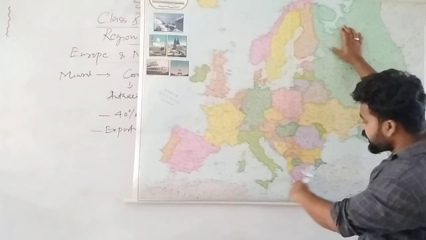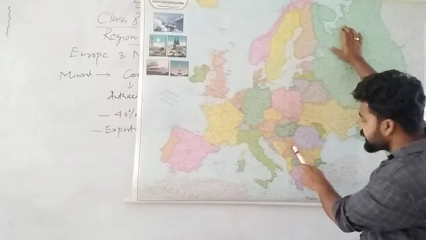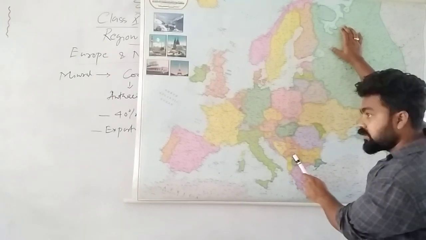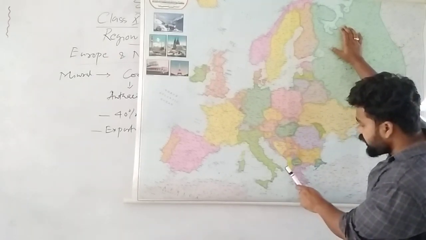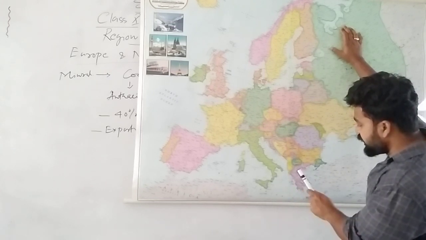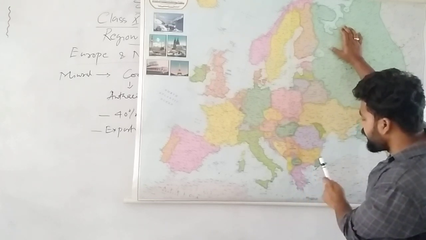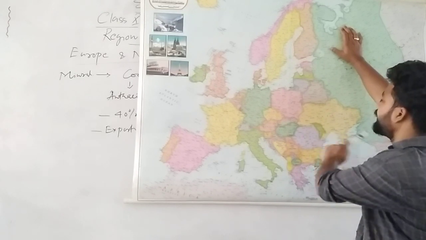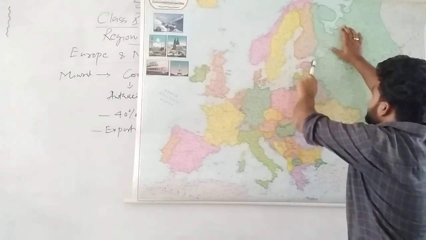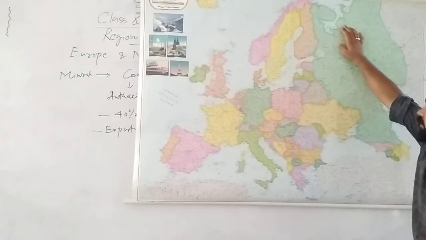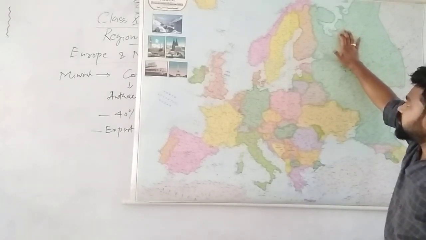Again, we'll see what are different countries here. Bosnia, Herzegovina, Serbia and Montenegro. This is Kosovo. This is Albania, this is Macedonia, this is Greece, this is Bulgaria, this is Turkey, this is Romania, this is Ukraine. Belarus, and here Alps mountain is there. Here, this is the boundary of Russia and Europe.